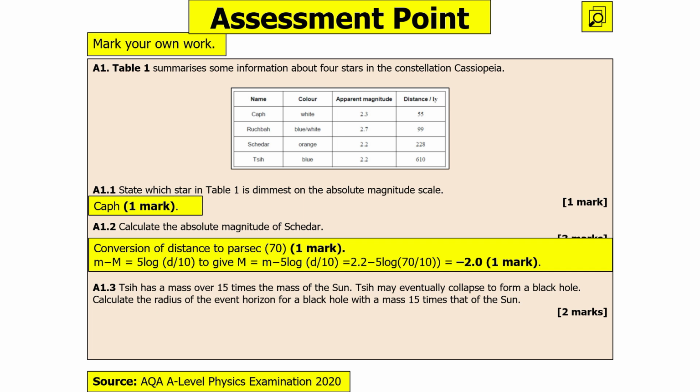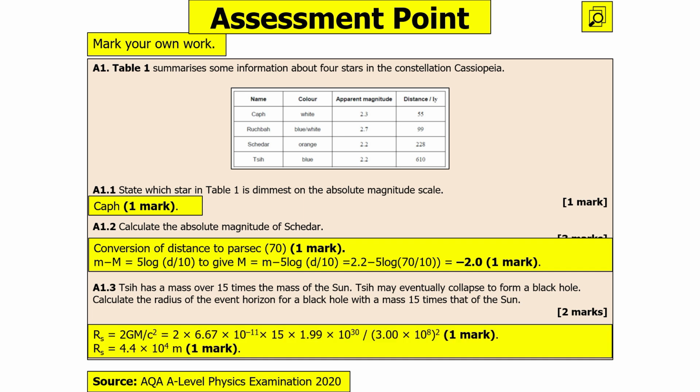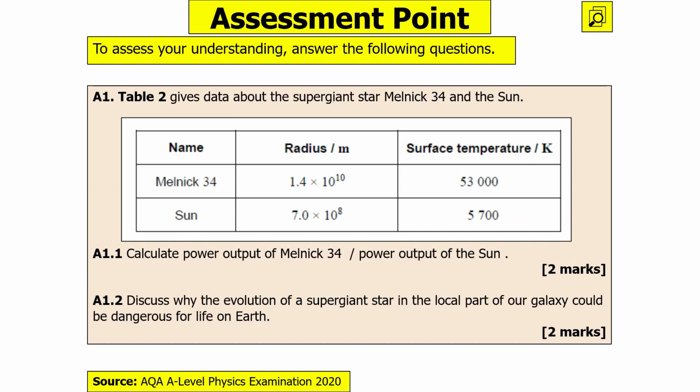to be minus 2. Then this next one, we've got to use a Schwarzschild radius, so R_S equals 2GM over c squared. Pop in all the values. Remember, it's over 15 times the mass of the Sun. The mass of the Sun is given to you on the equation sheet, so you get 4.4 times 10 to the 4 meters.